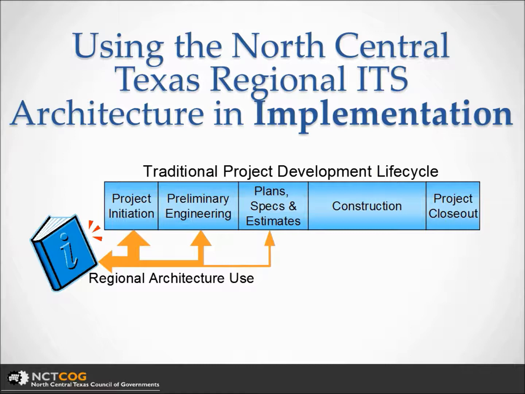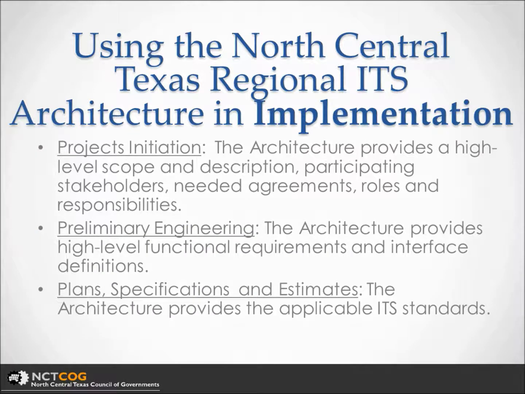In implementation, the North Central Texas Regional ITS Architecture can be used in the systems engineering process during project initiation, preliminary engineering, and plans, specifications, and estimates. During project initiation, the architecture provides a high-level scope and description. It names the participating stakeholders, the agreements that are needed, and the roles and responsibilities of those stakeholders. During preliminary engineering, the architecture provides high-level functional requirements and interface definitions. During plans, specifications, and estimates, the architecture provides applicable ITS standards that should be included in the development of the project.